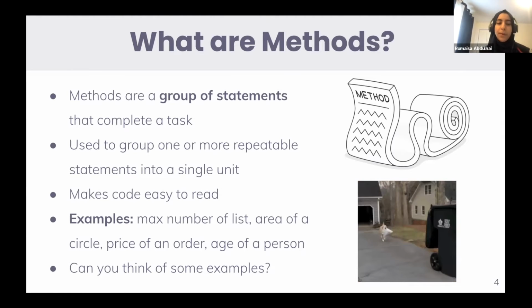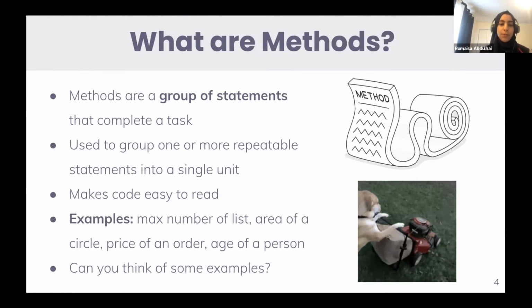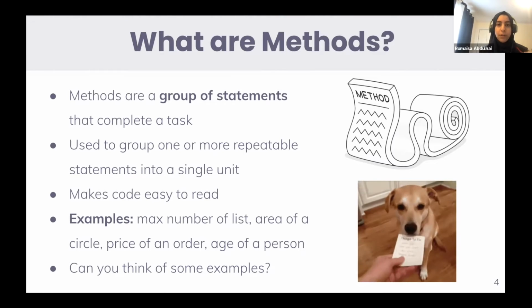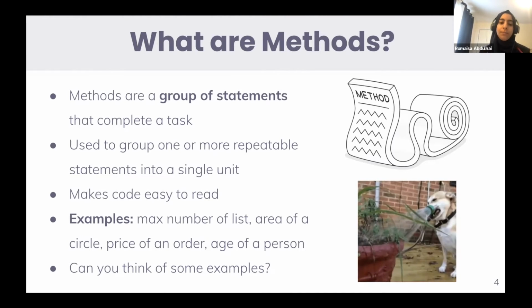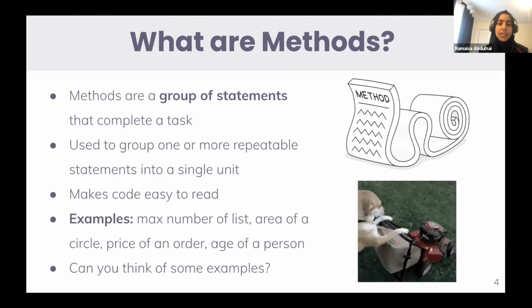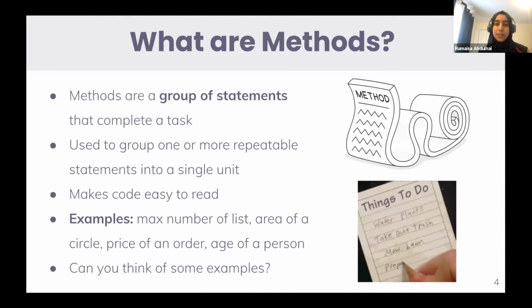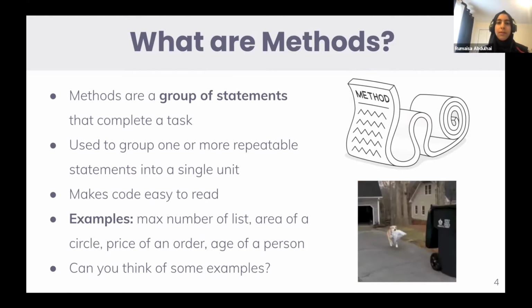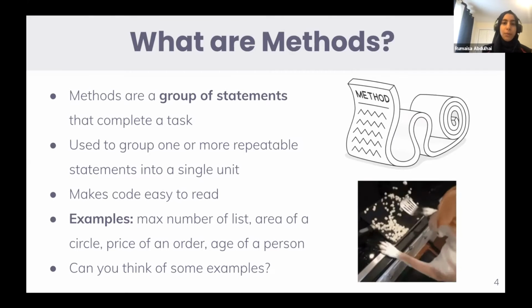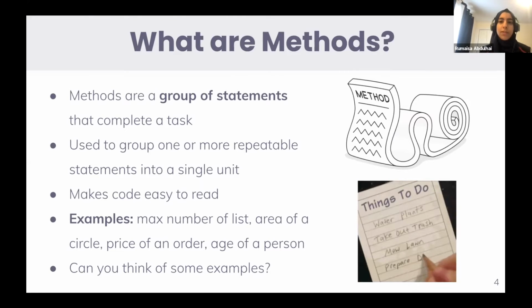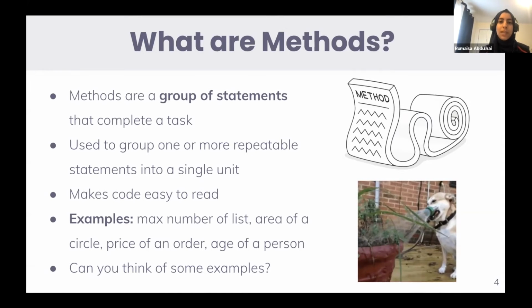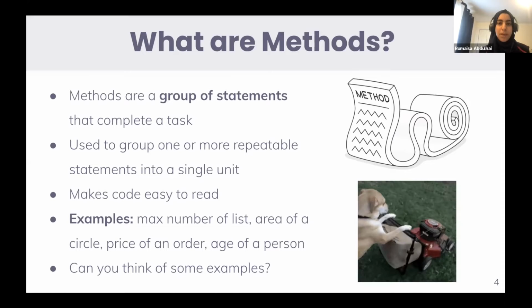Why are methods useful? Well, we can use them to group one or more repeatable statements, so we don't have to write the code over and over again. So that's one reason. Another reason is that it makes the code very easy to read for someone who's looking over your code. If you create programs in the future, you will probably have to work with someone. So if you want to make it easy for them to understand, you would use a method.